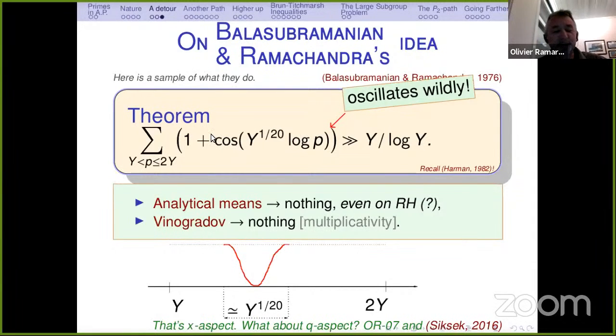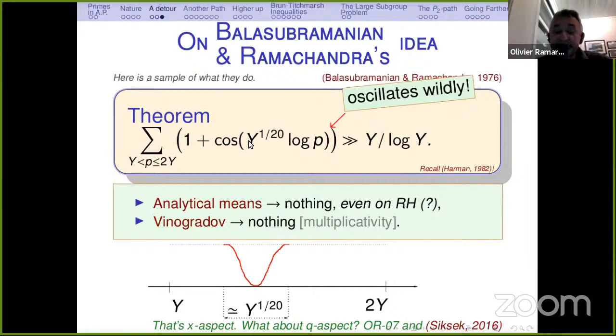Okay, look at this sum. 1 plus cosine of y to the small power times log p. So it's a non-negative thing that you're summing, 1 plus something, okay? And you sum over primes between y and 2y. If you don't know anything about the primes, you have only y over log y. It's a very thin set. Maybe 1 plus this cosine could be 0. If you don't know anything about the primes, this cosine could always be equal to -1, and that may happen.